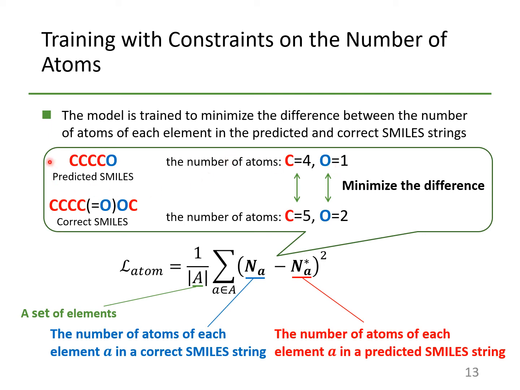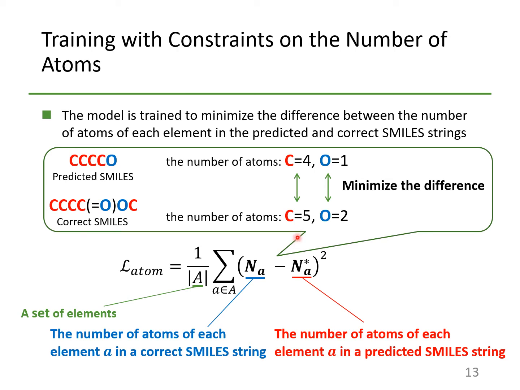For example, this predicted SMILES has 4 carbons and 1 oxygen, and this correct SMILES has 5 carbons and 2 oxygens. The difference is 1 carbon and 1 oxygen. The model is trained to minimize this difference.